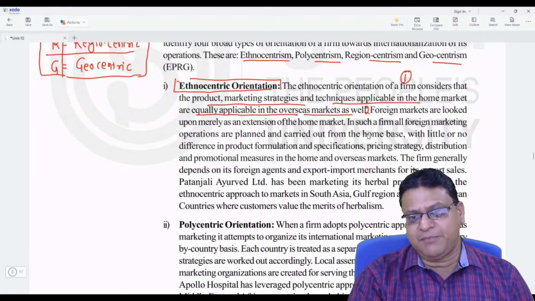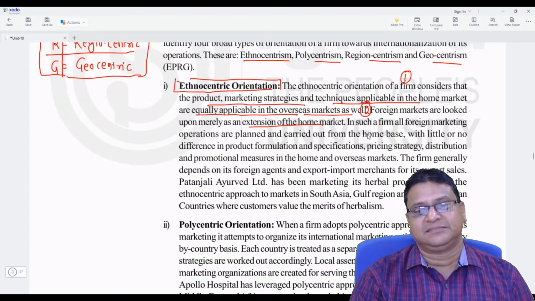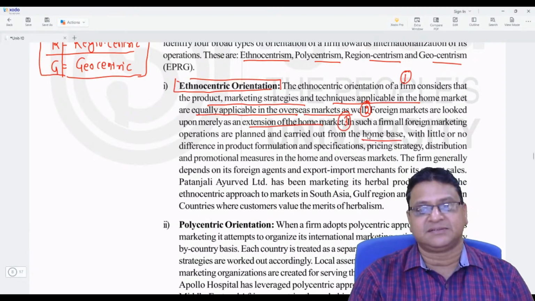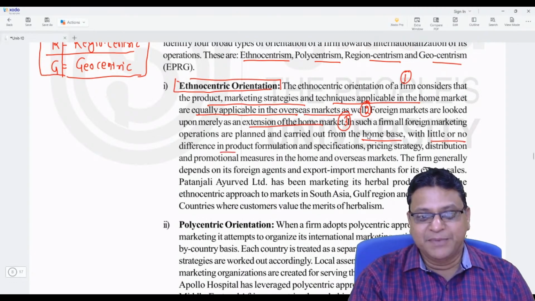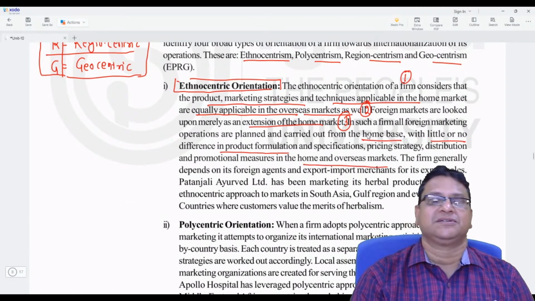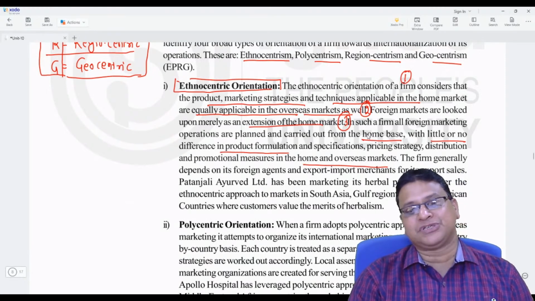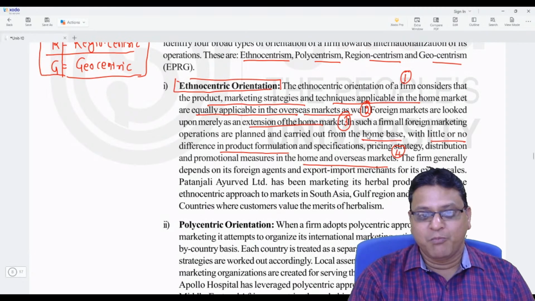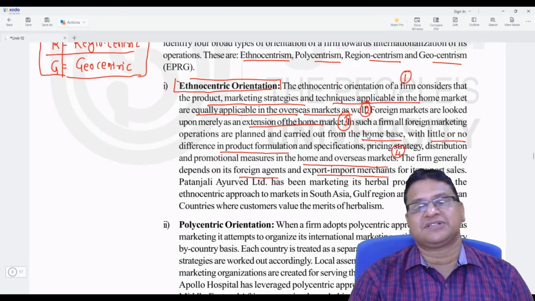They see the foreign market as an extension of the home market. So they operate the business from the home base. There is no difference or little difference between product formulation of home and overseas. There is no difference. जो देश में चलता है वो विदेश में चलता है, ये अप्रोच है उनका. Generally, these firms depend upon foreign agents, export-import merchants for doing international business.